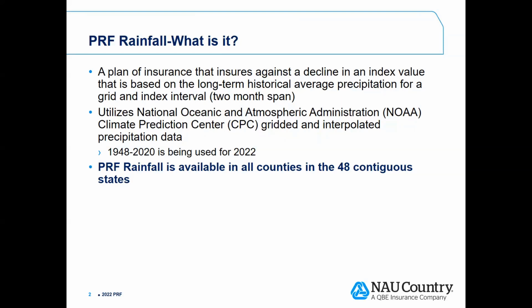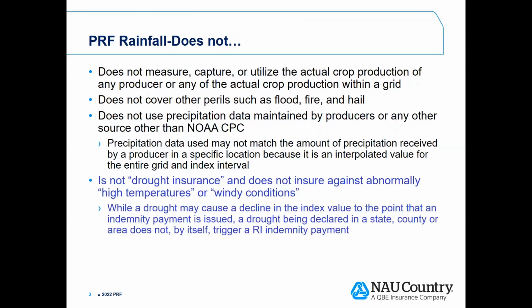It is available in all 48 contiguous states. It does not cover anything against flood, fire, hail. There's no production that needs to be given. It is not drought insurance, meaning that the drought monitor could show, hey, you're at a very high level on the drought monitor, and it does not mean that you will be getting a PRF indemnity check. They measure the rainfall, NOAA does, and that's how the checks come in, not where you're at on the drought monitor.